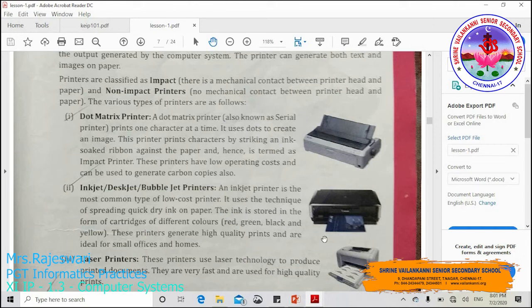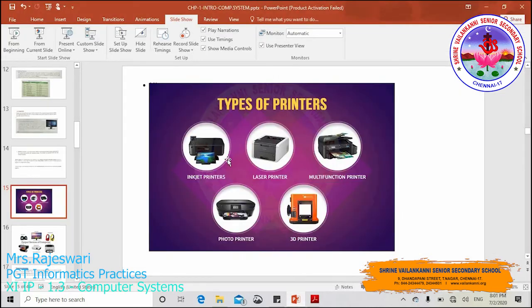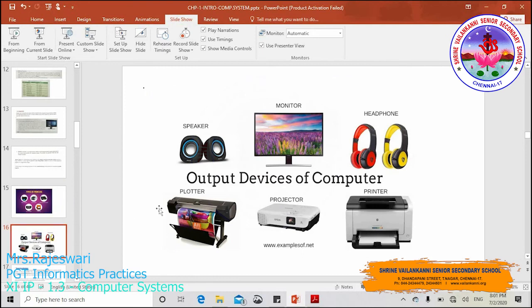So it uses the laser technology to produce the printed documents. So this is how the printers print on the paper nowadays. Now let us discuss about the output devices of a computer. So if you look at the output devices that we have discussed already, monitor, headphone, speaker, then plotter, projector which we use in our school, and printers, everything comes under the output devices.